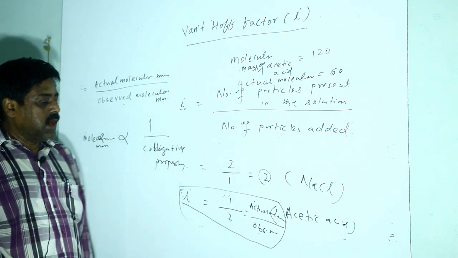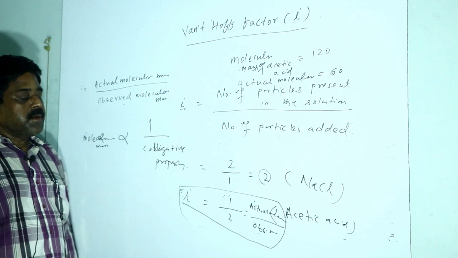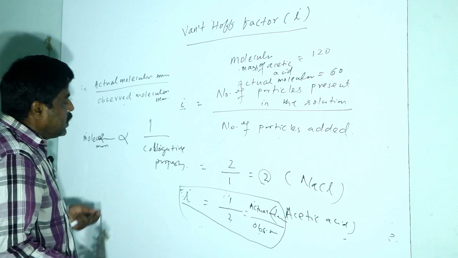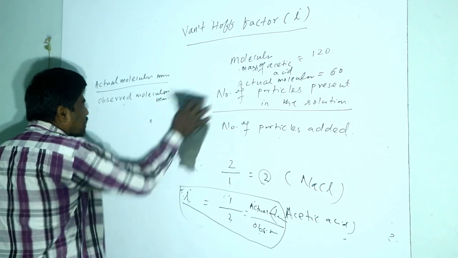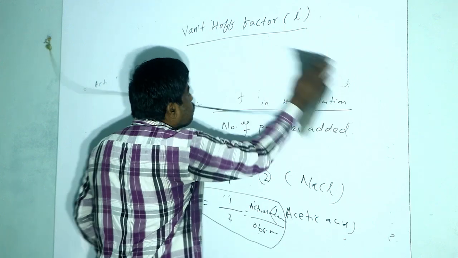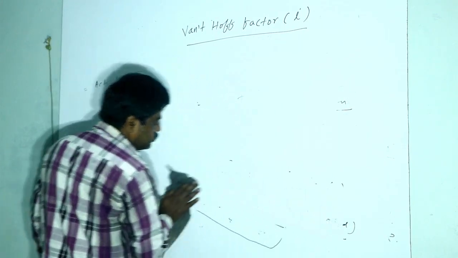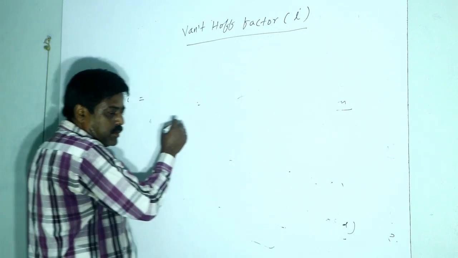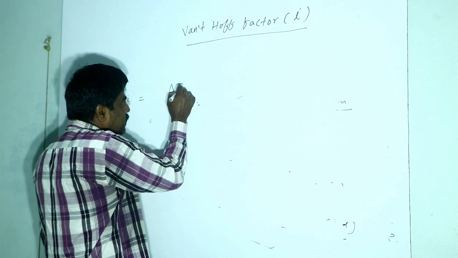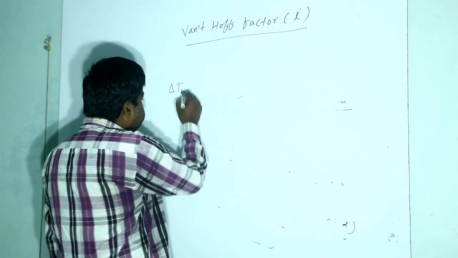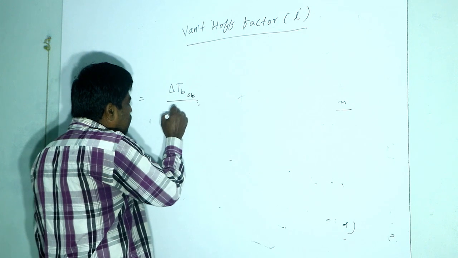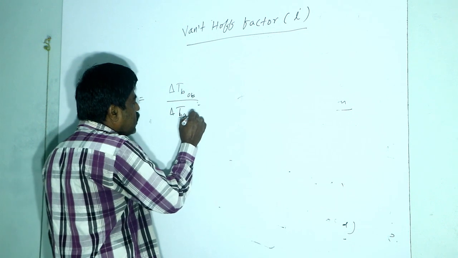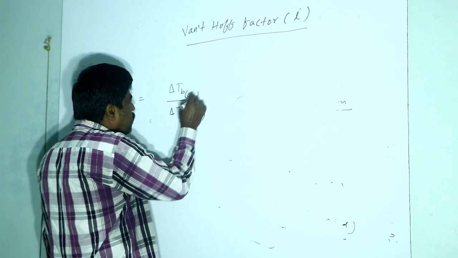This is the deviation, and it is correctly introduced by the term Van't Hoff factor. Here the Van't Hoff factor i can be correlated with the colligative properties like this: i is equal to del Tb, the elevation in boiling point observed, by del Tb actual. The actual, it is observed.